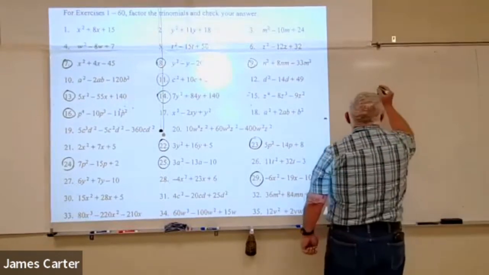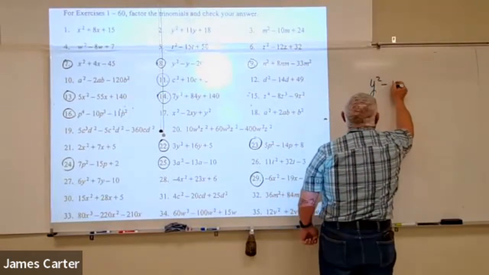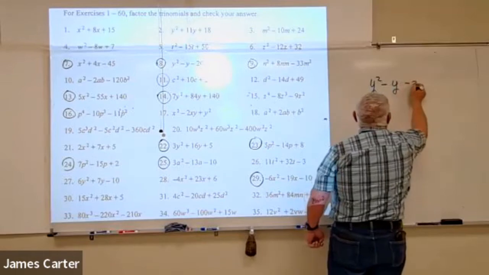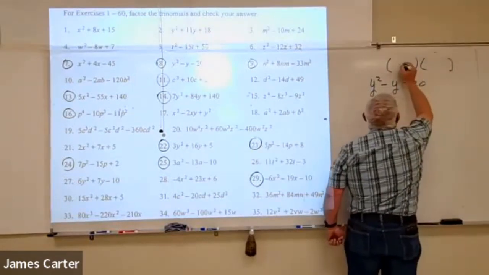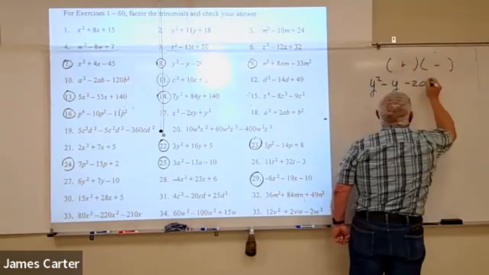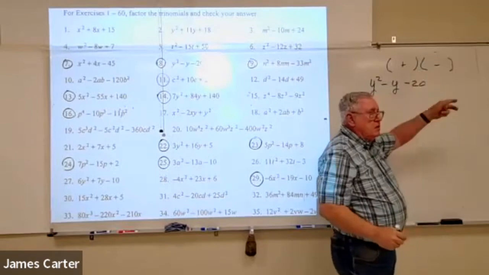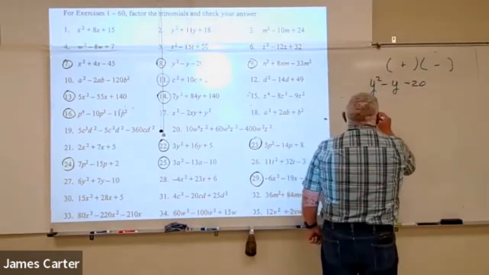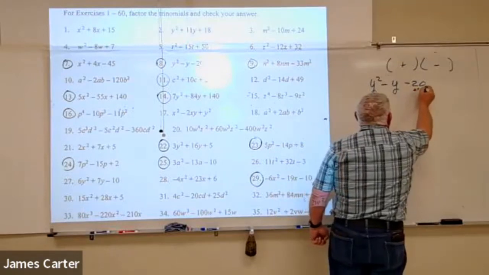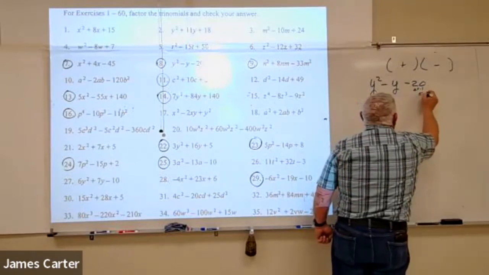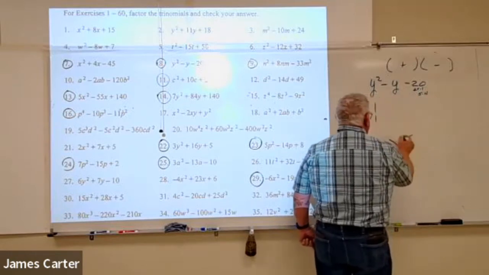Okay, number 8. y squared minus 1y minus 20. Okay, my answer, according to the rule of signs, one of them has to be a plus, one has to be a minus. Now, does it matter which one of these? No. So we got 1, 1 here. Our choices are 20 times 1 and 5 times 4. Okay, down here, we're going to subtract.